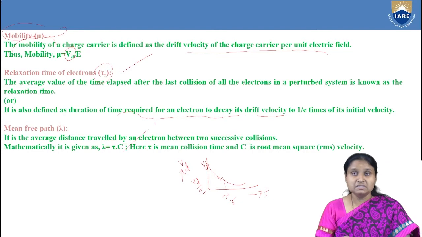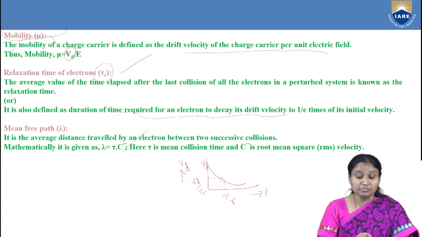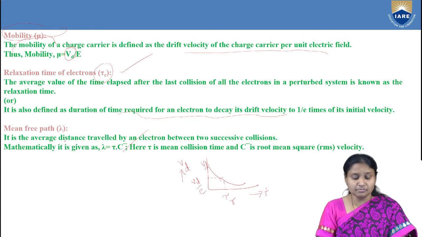Then coming to the last term: just now we have seen that when we define the mean collision time, we take it in terms of mean free path. So what exactly is mean free path?